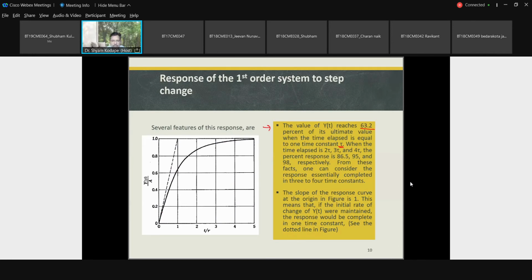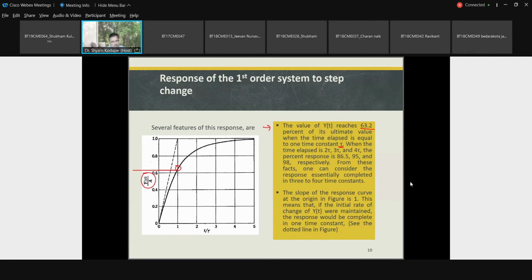But if I am targeting that the percentage change is my 100%, whatever change I have given I am considering as 100%, then it represents that the system is first order and the change is a step change, and the response or the output reaches its 63.2%. See this point, 63.2% in the first time constant. This is a time constant. When small t by tau is equal to 1, that means the time is equal to the time constant.